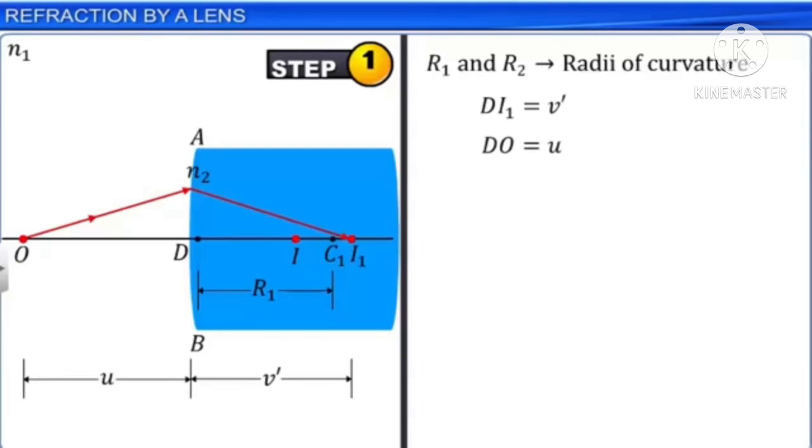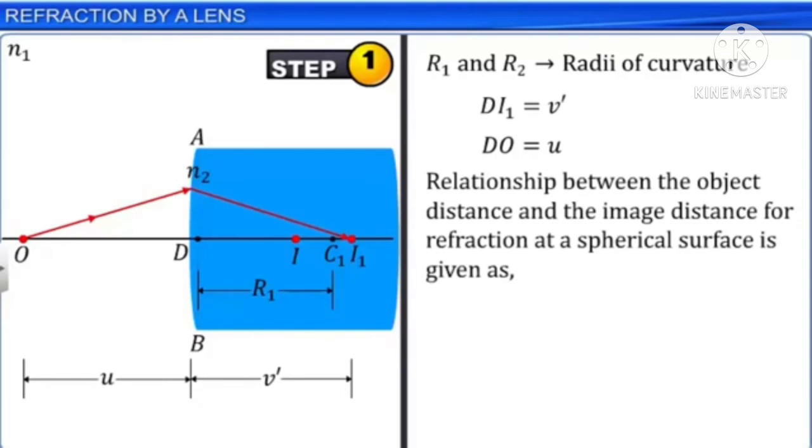Using this, we can write that N2 by V' minus N1 by U is equal to N2 minus N1 by R1. Let this be equation 1. In the second step, let us consider the refraction at the second spherical surface AEB. Because of the refraction at AEB, the image is actually formed at I instead of forming at I1.